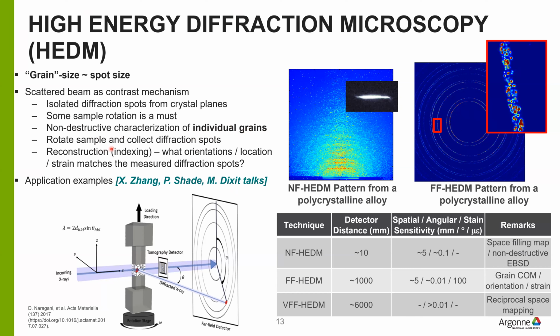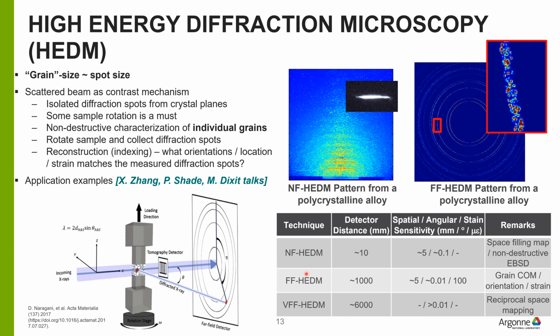We need to rotate the sample because we're using monochromatic X-rays, and we have to collect diffraction spots. We take these diffraction spots and do reconstruction, what is called indexing, to obtain various attributes. We've invited 3 different speakers to talk about how this technique has been used in a variety of ways, including Dr. Zhang and Paul Shade from the Air Force, and Marm Dixit from Oak Ridge National Lab.